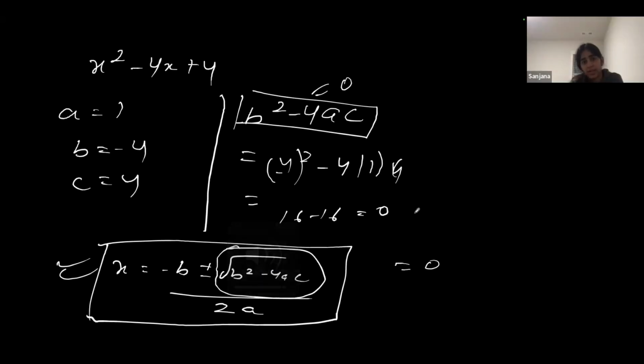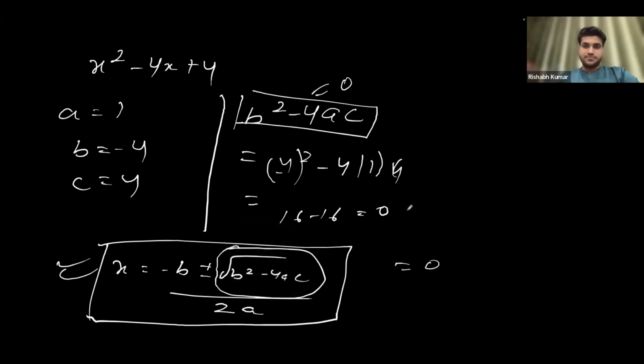So you're asking me to find it with the given a, b, c? Yes. 16 minus 16, which is 0. No, I am trying to say find the value of x. Yes, find the roots using this formula. We already have b square minus 4ac as 0.